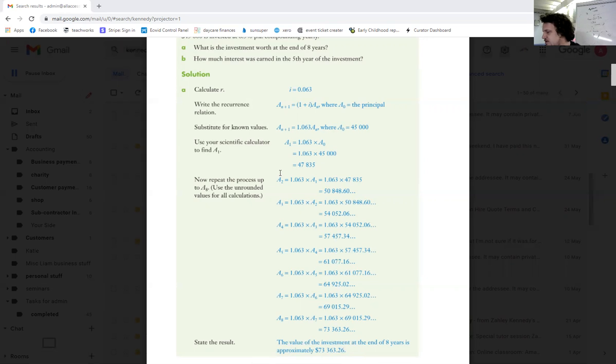If you're watching the recording, you can skip through, or you can have a think about what kind of equation we could use to solve for the value of the investment at any given year.